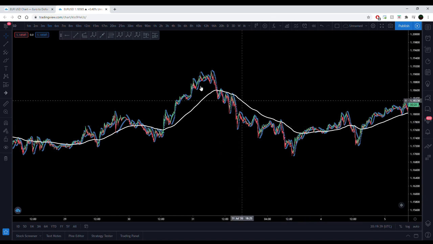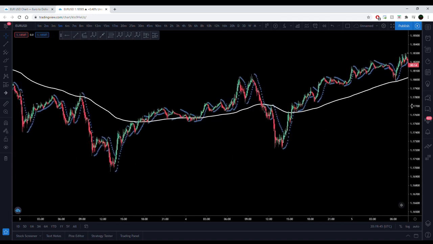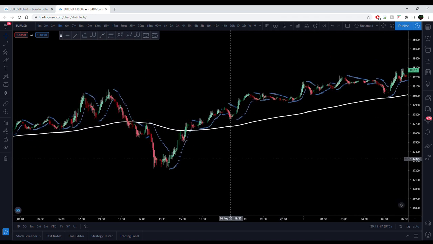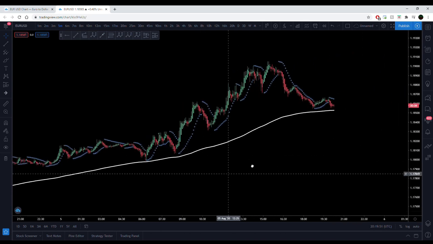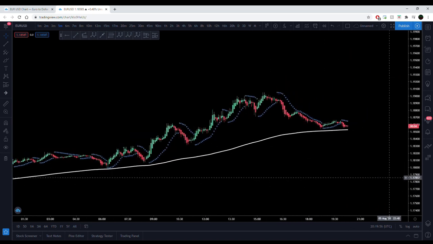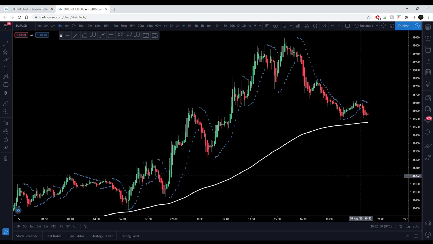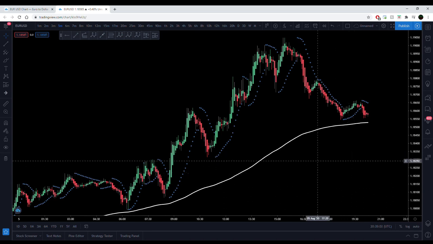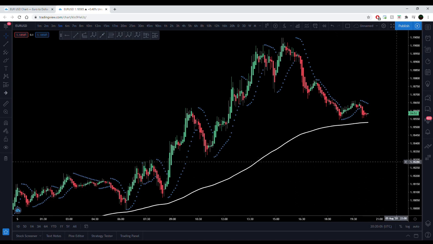I'm on a 5-minute chart on Euro USD right now, but it works just fine on multiple time frames and on many pairs. I've only tested it on Forex, so I cannot vouch for having test results for cryptocurrencies or for stocks or other asset classes.